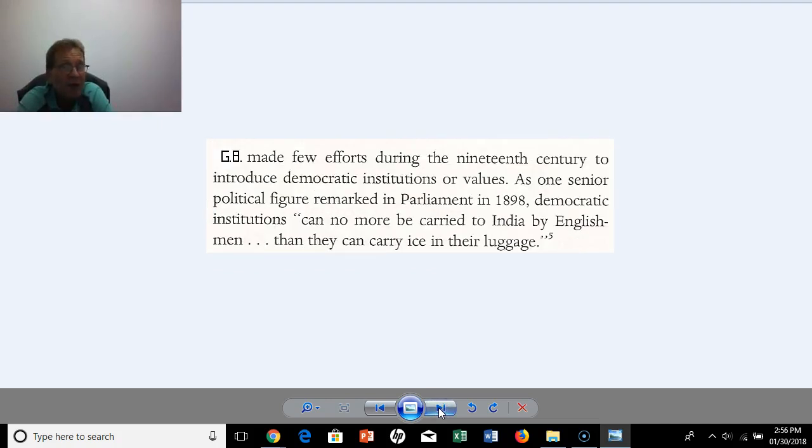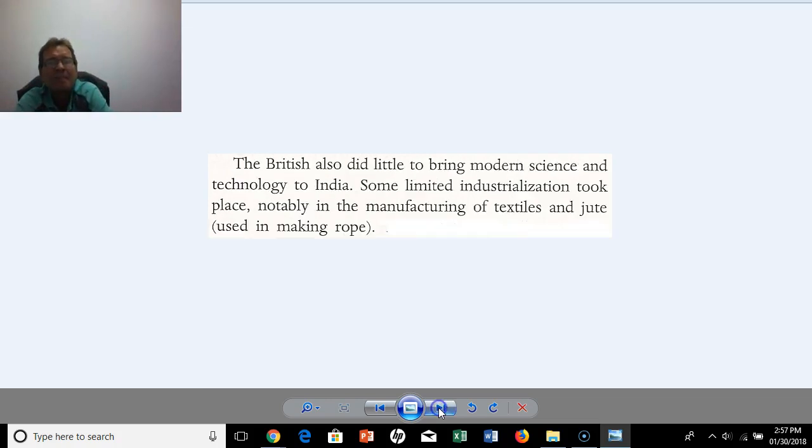Great Britain made few efforts during the 19th century to bring democratic institutions or values to the subcontinent. As one senior political figure remarked in Parliament in 1898, democratic institutions, quote, can no more be carried to India by Englishmen than they can carry ice in their luggage, unquote.